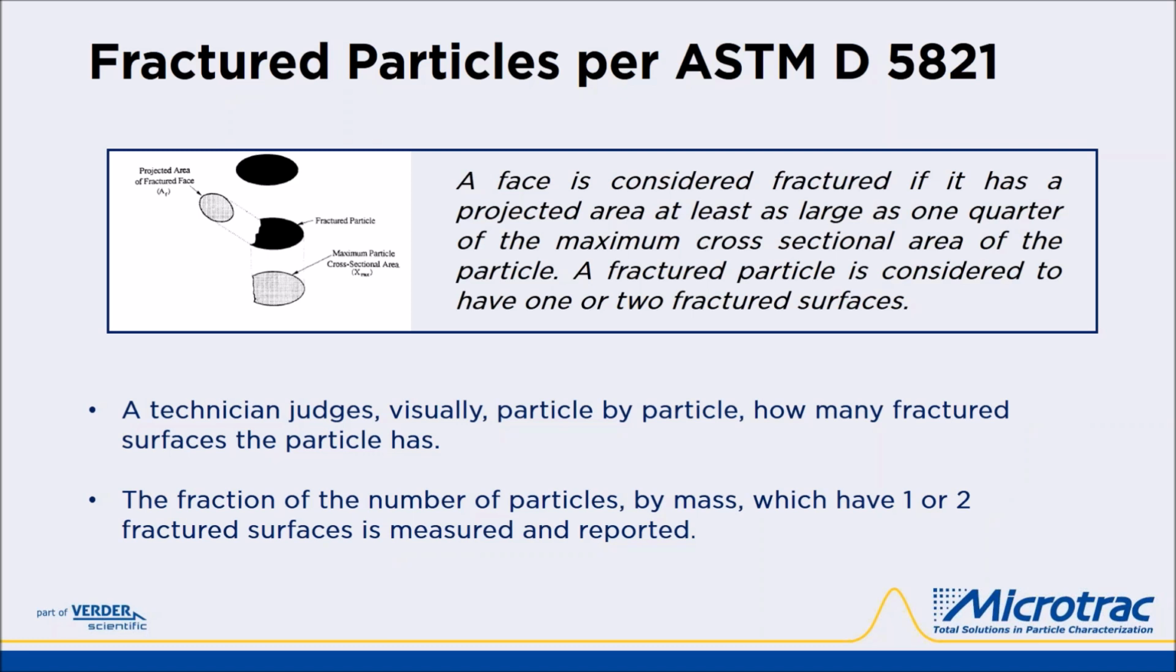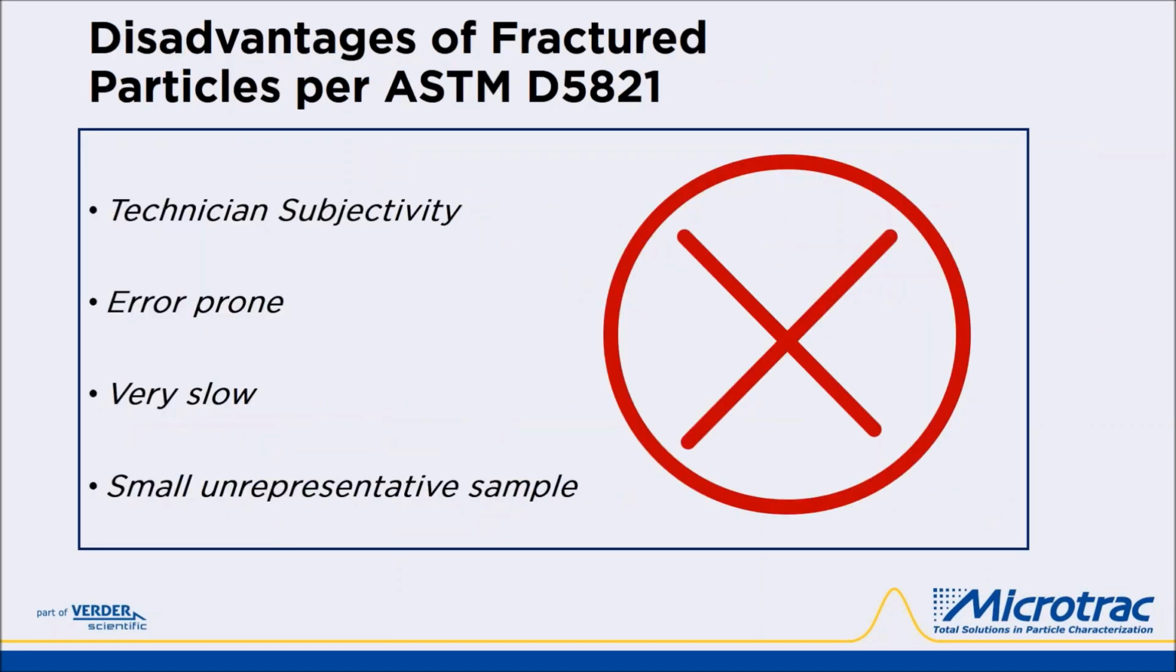A technician judges visually, particle by particle, how many fractured surfaces it has, and the fraction of the number of particles which have one or two fractured surfaces is measured and reported. Disadvantage is, again, this is a very subjective test with a high chance of different technicians coming to very wide differences in results. It's error-prone in visual judgment, counting, recording, and calculating results. It's an extremely slow process, and it's run on a very small unrepresentative sample from each size fraction.